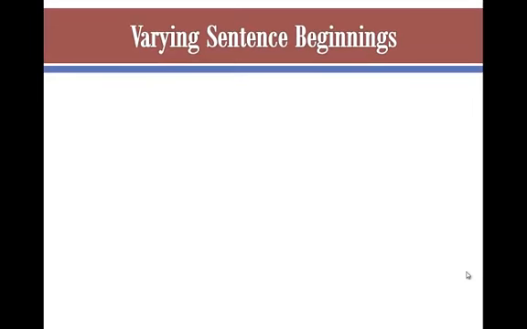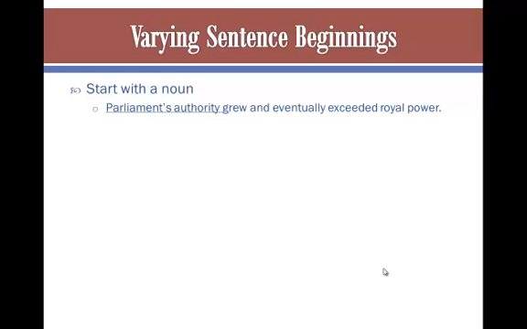The next way you can vary sentences is by switching up the beginnings. You can start with a noun. This is the traditional way to start a sentence. So, for instance, Parliament's authority, there's your noun, grew and eventually exceeded royal power.